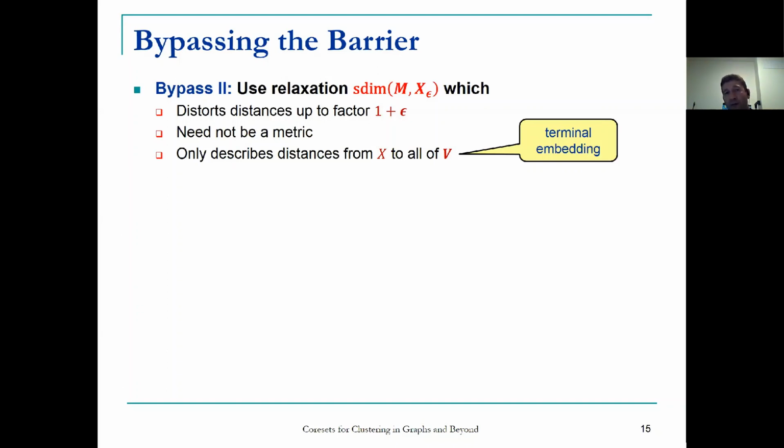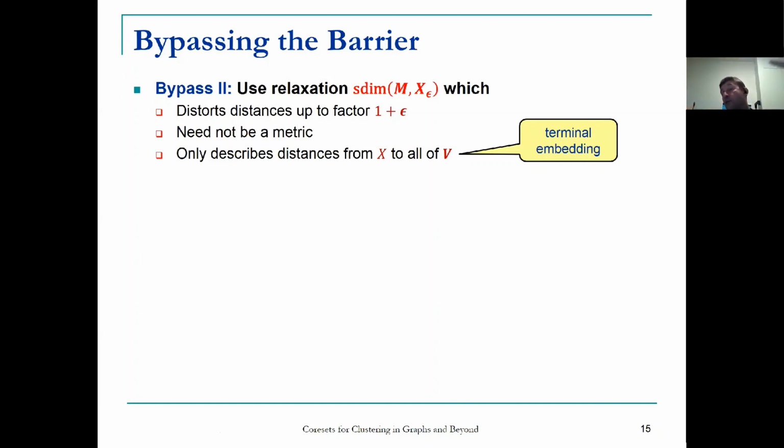Now, one important comment here is that this new metric up to distortion doesn't have to be really a metric. It doesn't have to satisfy, say, the triangle inequality. And moreover, and that's very useful, it doesn't describe really all the distances in the metric. You only need to apply or calculate it on the distances from your data points, x, to the rest of V.